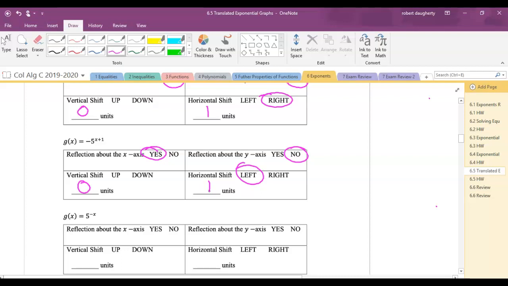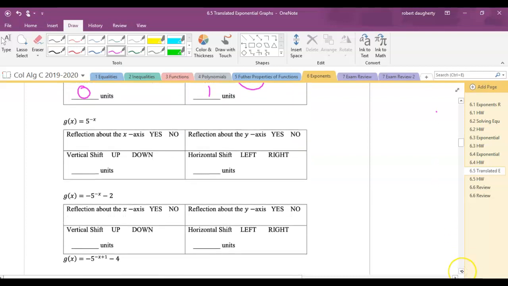Let's look at the next one. Has this been reflected about the x-axis? No. What about the y-axis? Yes. Okay. That negative x in the exponent, that's the reflection about the y-axis. Did it move up or down? Nope. Did it move left or right? No. Okay, so that one was only reflected about the y-axis.